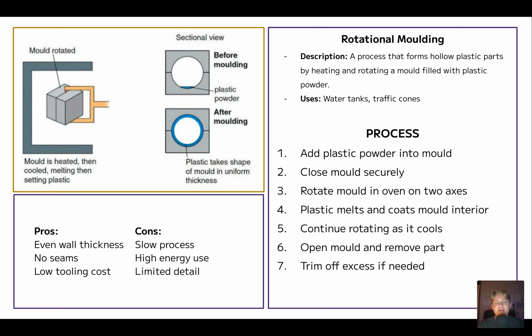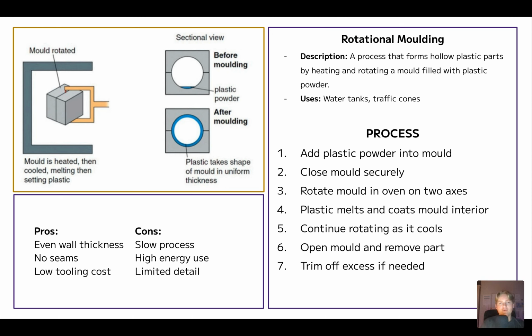So the pros of it is that it creates a very even wall thickness, especially if the mold is being spun on multiple axes, and it also leaves us with no seams in the final product, which means we have a stronger overall product. And there's also quite a lesser tooling cost because it doesn't require any sort of special materials to create the tooling. The cons of it is that it is quite slow.